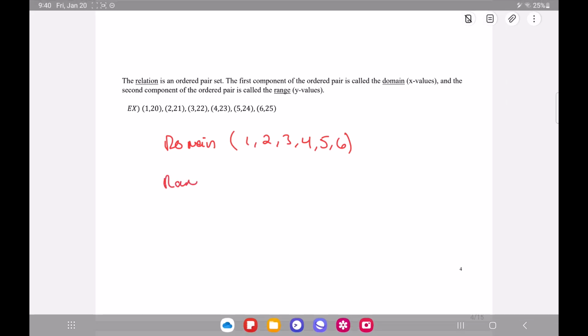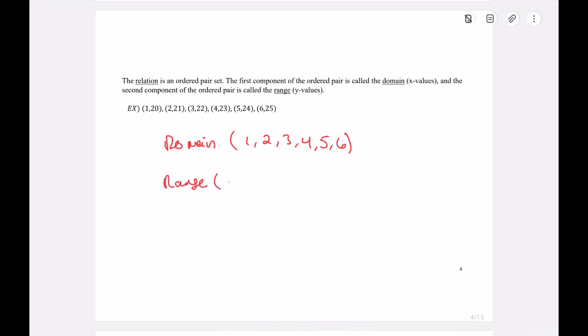So if we were to look at this example and we wanted to list out our domain and range, for the domain being our x values, we would have 1, 2, 3, 4, 5, and 6 within those ordered pairs. And then for our range, we would have 20, 21, 22, 23, 24, and 25.